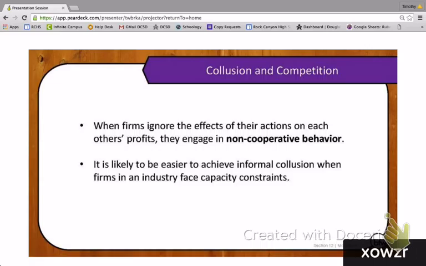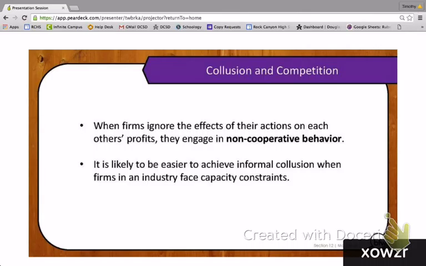But when firms ignore the effects of their actions on each other's profits, they engage in non-cooperative behavior. And that's a choice they could make too. So they can make a choice to collude, or they could make a choice to engage in non-cooperative behavior. That's what makes understanding the behavior of oligopoly more complicated and more difficult, because we don't know whether they're going to engage in collusive behavior or non-cooperative behavior. We can't know that for sure.